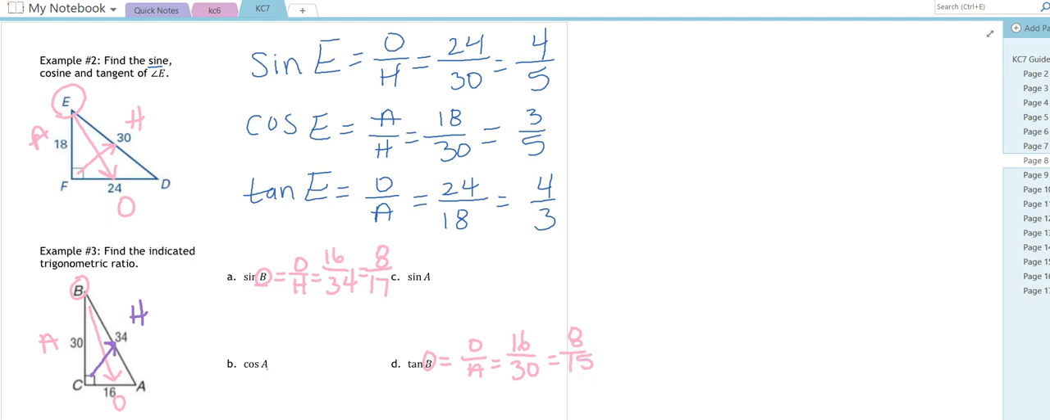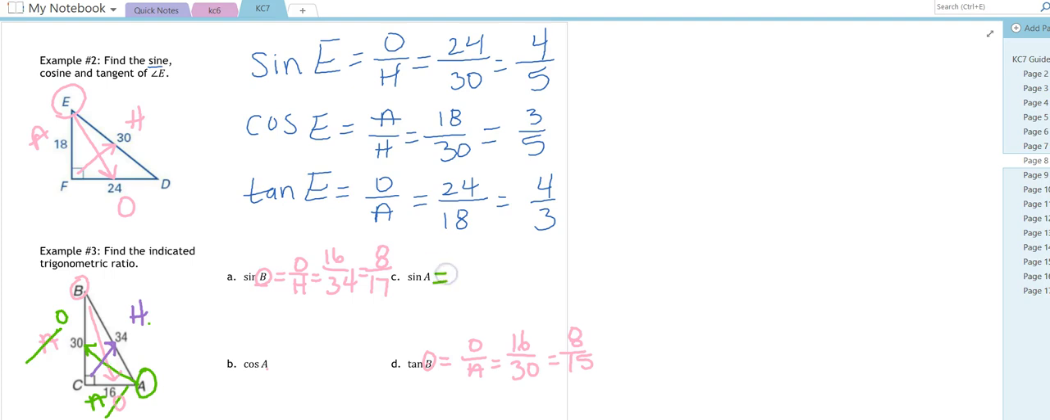Now I'm going to go back and find my other given angle, which was A. So I'm going to look at angle A here. Angle A is right here. It's going to switch up what my opposite is. Opposite is going to be 30 now. My hypotenuse still stays the same because that's across from the 90. And 16 is my adjacent side now. So I'm going to ignore all these other letters because I'm looking from our given angle of A.